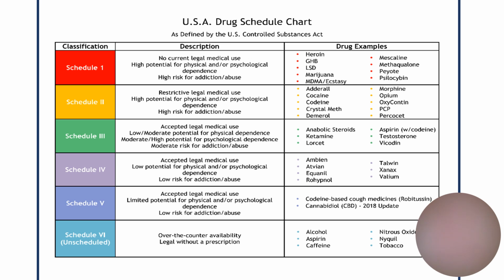And then Schedule 4 identifies medically acceptable drugs that may cause mild physical or psychological dependence, like Valium, Xanax, and Halcion. Valium back in the day, like 50 years ago, every woman seemed to be on Valium. It was like the big thing back then. And then Schedule 5 identifies medically acceptable drugs with limited potential to cause dependence, like Robitussin or diphenoxylate hydrochloride with atropine sulfate.